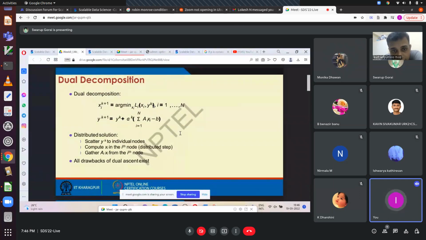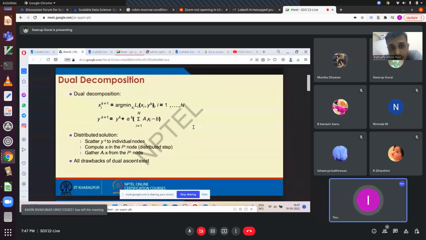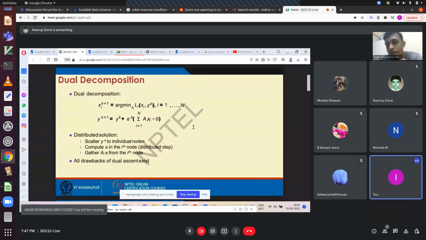So now in each node, in the ith node, you compute the respective xi. Every machine has a copy of yk and it has that fraction of xi. It has the decomposed small portion of the fx, right? Using that, it can individually compute xk plus 1 and then you gather them. Basically you send back to the source, the master machine, whatever, you gather all the AiXi from each of the machines and then you compute yk plus 1.